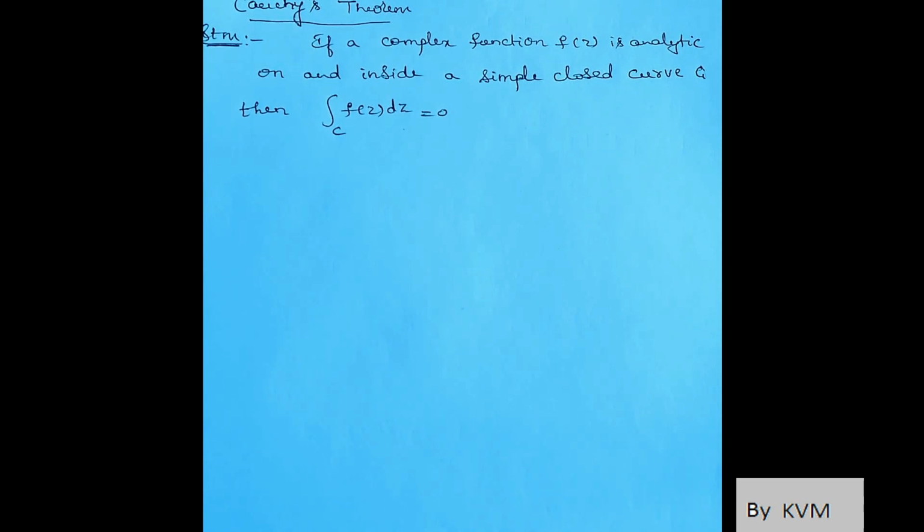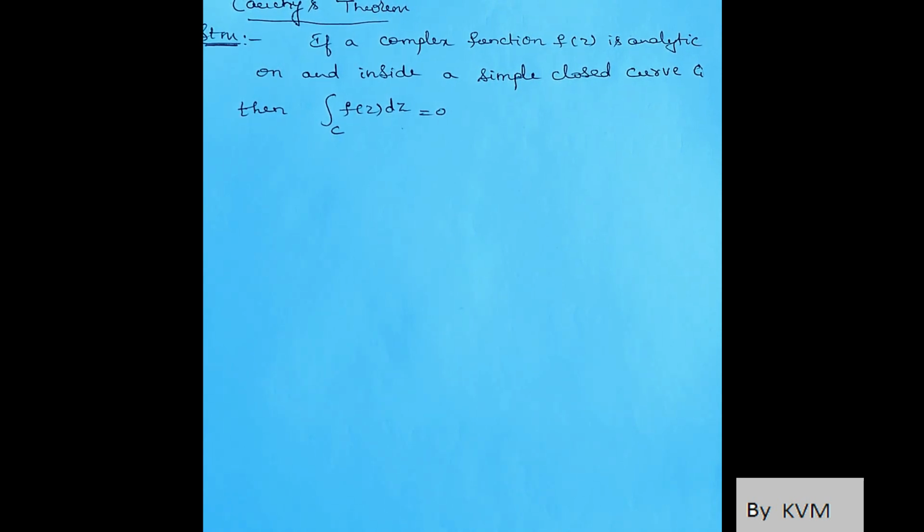Cauchy's theorem states that if a complex function f of z is analytic on and inside a simple closed curve C, then the value of that integral, that is the integral of f of z dz over the closed curve C, is always equal to 0.